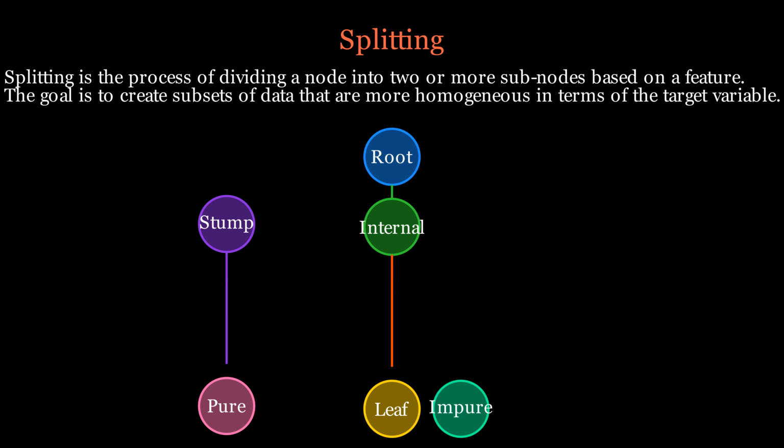Splitting. Splitting is the process of dividing a node into two or more subnodes based on a feature. The goal is to create subsets of data that are more homogeneous in terms of the target variable.